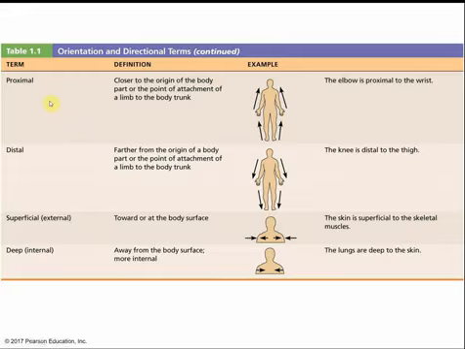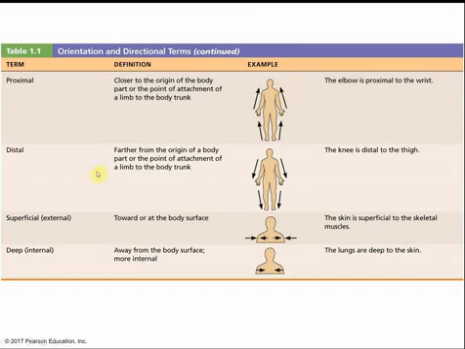Proximal is something that's closer to the point of origin of a body part, specifically a limb. So proximal and distal are only used when we're talking about the arms and the legs. So point of origin means where it attaches to the body, so either the shoulder or the hip. So if it's proximal, it's closer to the shoulder, closer to the hip. So we could say the elbow is proximal to the wrist, right? So it's higher up the arm, closer to the shoulder.